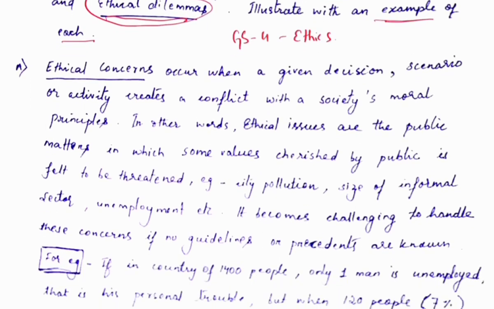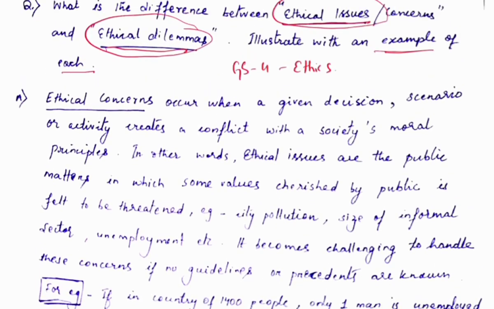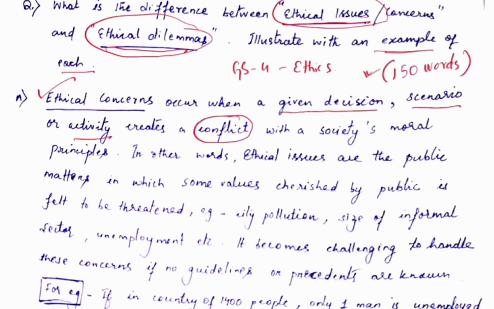Fine. So first of all, before going to the answer, all these questions are of 150 words. So if you see the ethics paper, the answer should be in 150 words. So we need to stick to the word limit. So first of all, what are ethical concerns? Ethical concerns occur when a given decision, scenario, or activity creates a conflict with whom? With the society's moral principles.